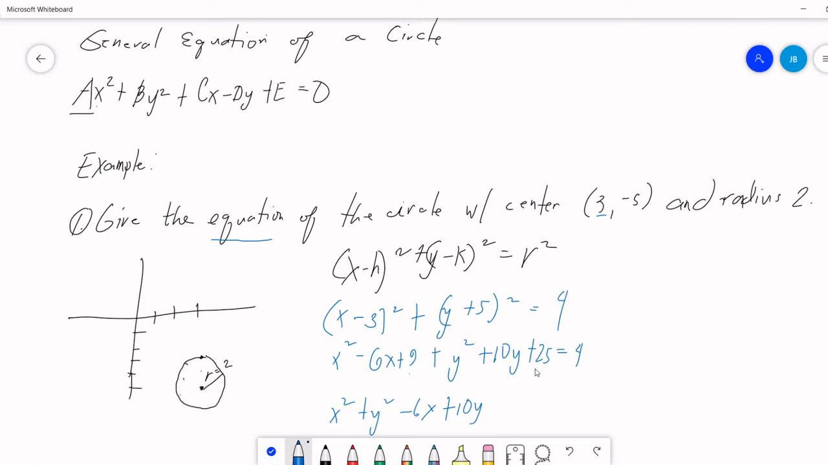9 plus 25 is 34 minus 4. So that's plus 30 equals 0. Which makes this one your general equation and your final answer.